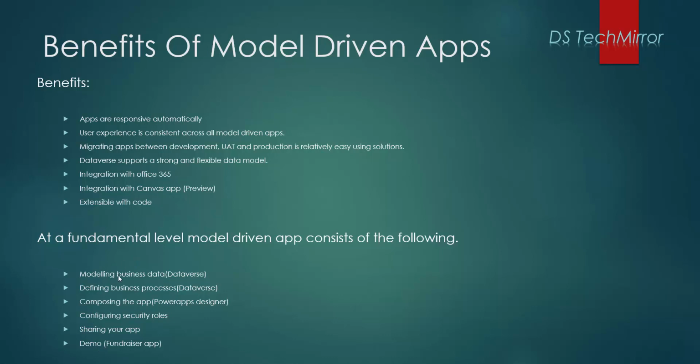First is modeling business data. In brackets I've written Dataverse. That means your data. In simple words, it's your data. Second is the business processes. There are various business processes you want to perform over your data, for example, any restrictions you want to put on the end users, like what kind of data they enter into your tables, any kind of validations, any processes that we will see.